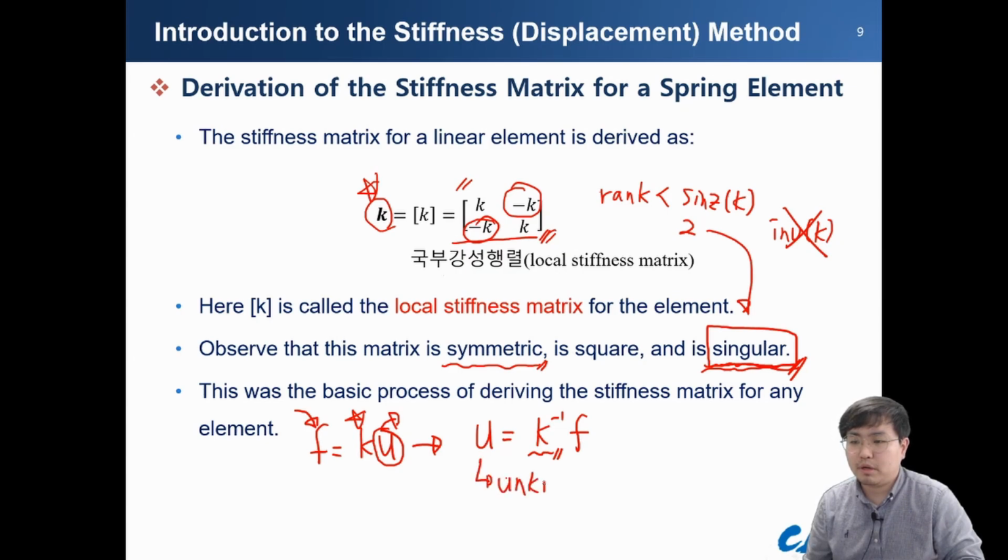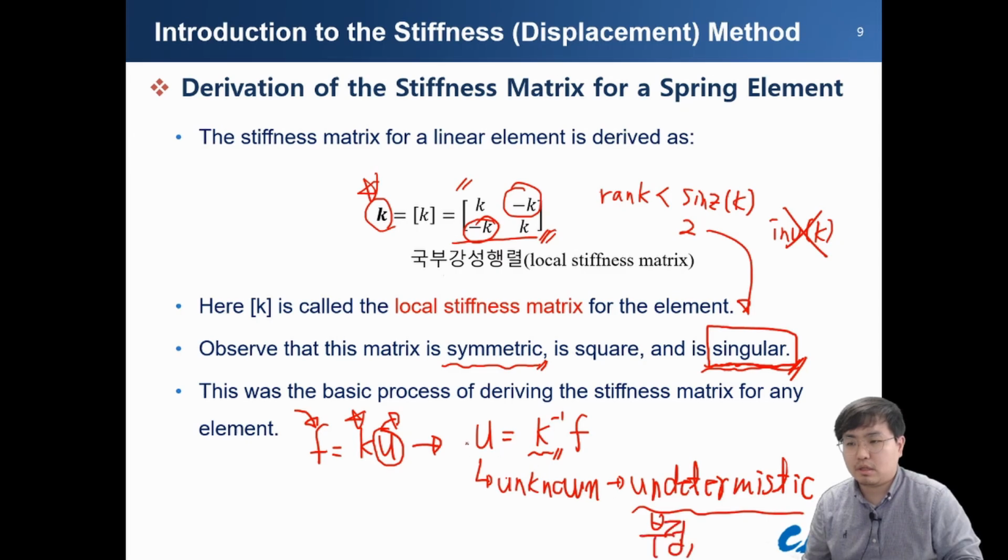this unknown variable, and this is indeterminate, or in Korean 부정, or sometimes 불능. What is 부정, indeterminacy? The solution could have an infinite set of solutions. This is the reason why this has an infinite number of solutions.